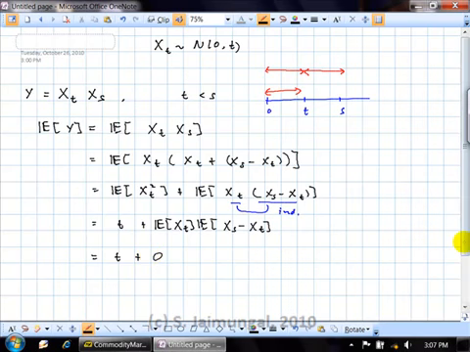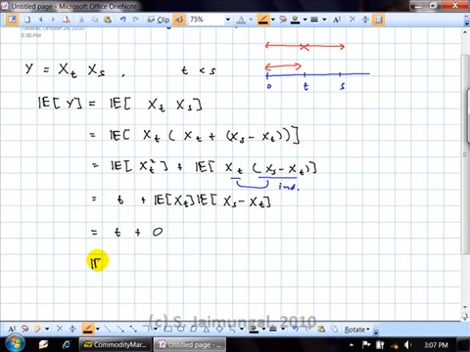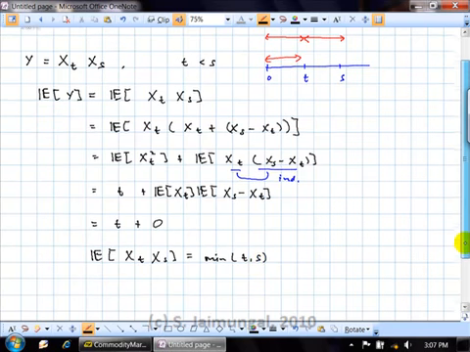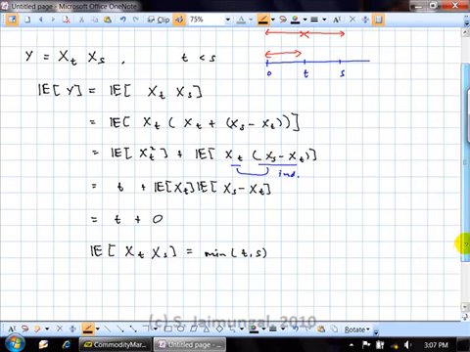So in fact, the general answer for the expected value of x_t times x_s, regardless of whether s and t are ordered, it's the minimum of t and s, isn't it? Whatever's smaller, that's the one you take. And if they're equal, well, they're equal. Okay, so these are sort of simple, basic calculations of Brownian motions.